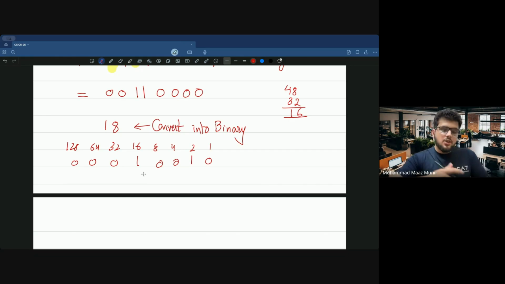Momina got it correct. You just need to do it like this. You write the values 1, 2, 4, 8, 16, 32, 64, 128, and then you only put ones at those slots where, when you add the corresponding values, I added up 16 and then I added up 2. 16 plus 2 is 18. So I got the answer 18.